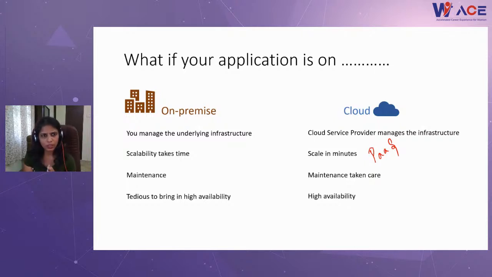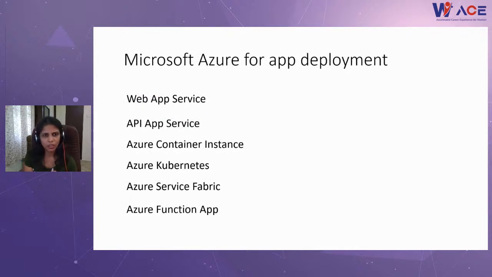We are going to focus on those services that help you deploy your application easily on Azure. When we talk about deployment, there are n number of services on Azure that you can leverage for deploying your application. We have Web App Service, API App Service, Container Service, Kubernetes, Service Fabric, and Functions. If it is just an application, just code that you're trying to deploy, go ahead with Web App Service.